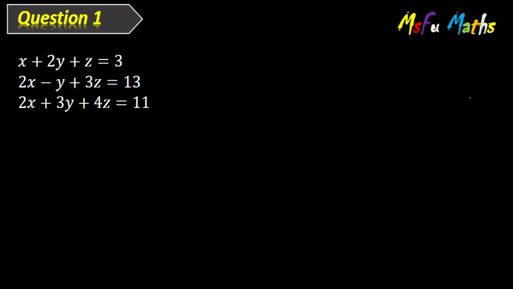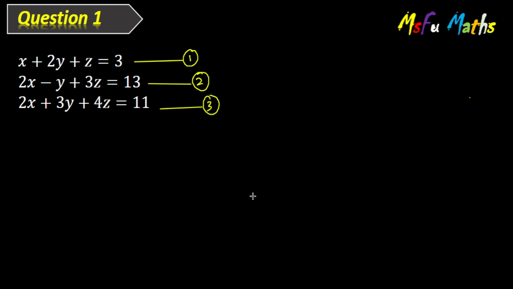Alright, in this video we're going to learn how to solve simultaneous equations involving three variables like this. As you can see here, we have x, y and z. Our objective is to find the values of x, y and z so that they satisfy all these equations. Let's get started. I'm going to label these as equation number 1, number 2 and number 3.